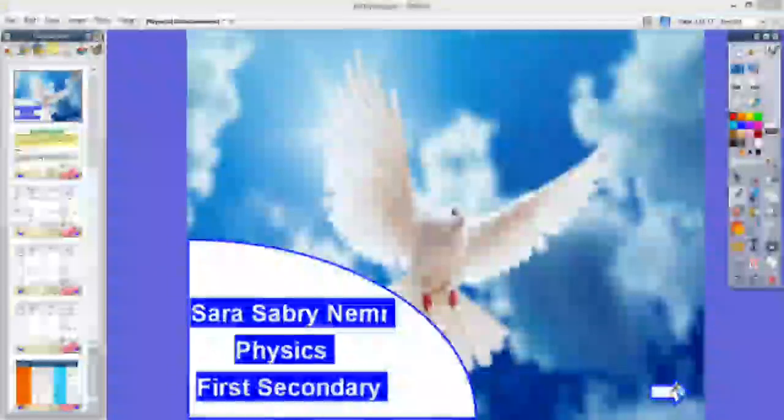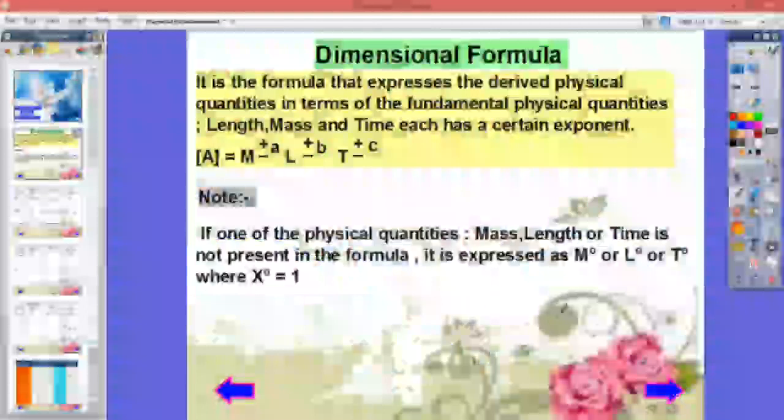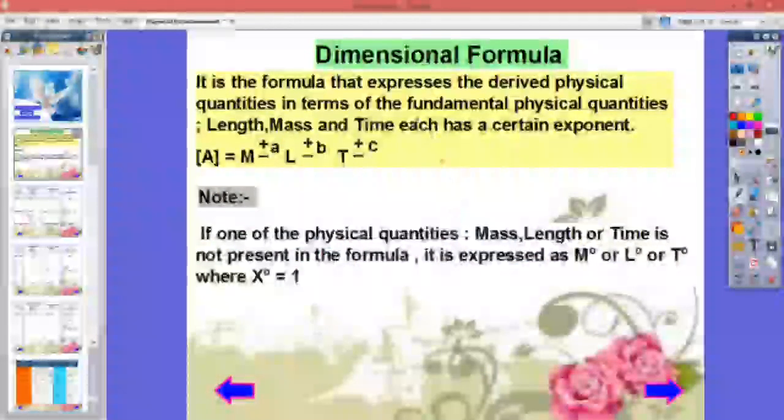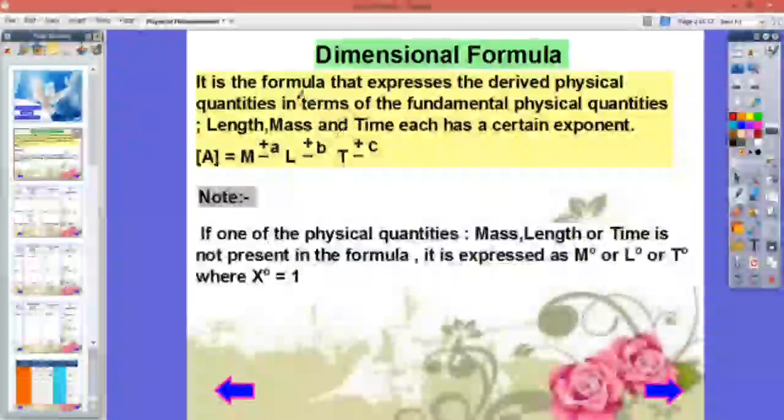Today we will continue the first chapter. Now we'll talk about the dimensional formula. What is the meaning of dimensional formula? It is a formula, easy, okay? It is a formula that expresses the derived quantity in terms of fundamental physical quantities.